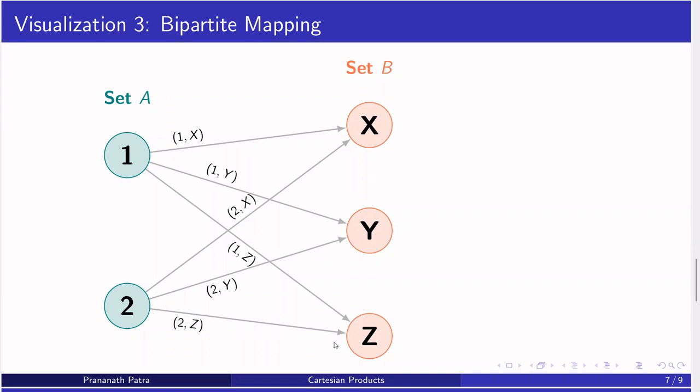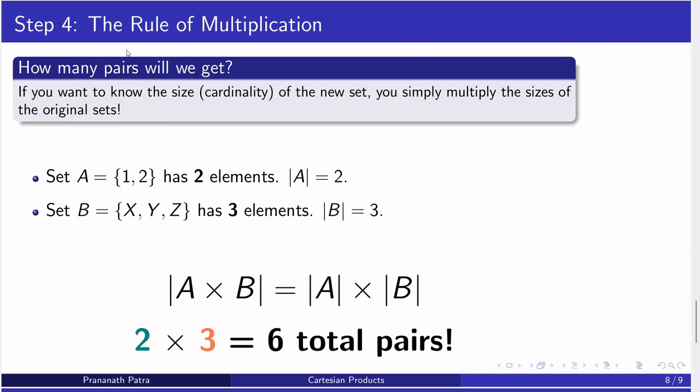As our journey nears an end, let's discover a helpful shortcut in Step 4, the rule of multiplication. You might naturally wonder, how many pairs will we get in total? If you simply want to know the size or the cardinality of your new set, all you have to do is multiply the sizes of the original sets. Let's look at our example.